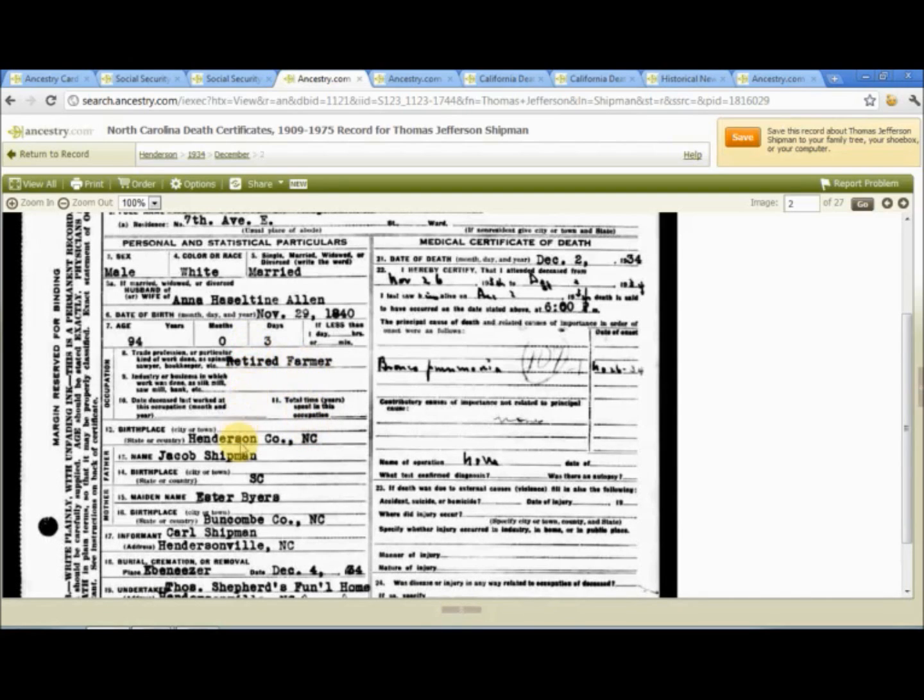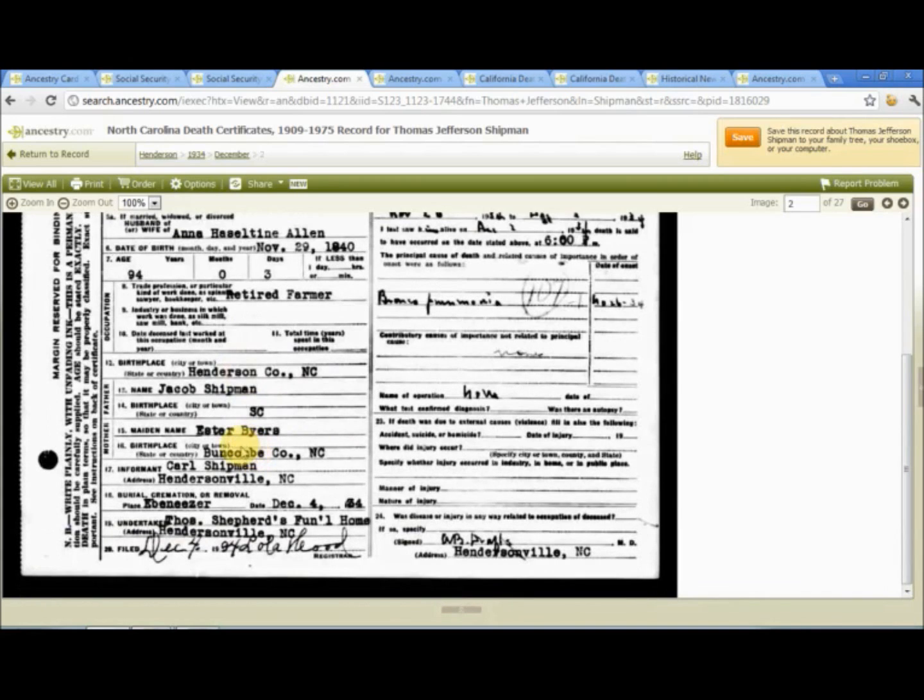If you look a little bit further down on this death certificate here, you'll also find that Thomas's birthplace is recorded as Henderson County, North Carolina. Now you'll notice that the city or town field is blank. Oftentimes, people were born outside of incorporated city limits, and so a county is as close to a geographic designation as you're going to get. That certainly is the case with this family. It's a very rural area.